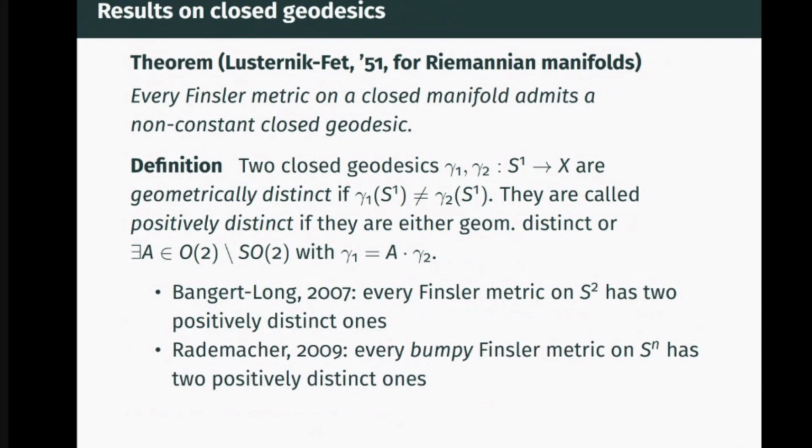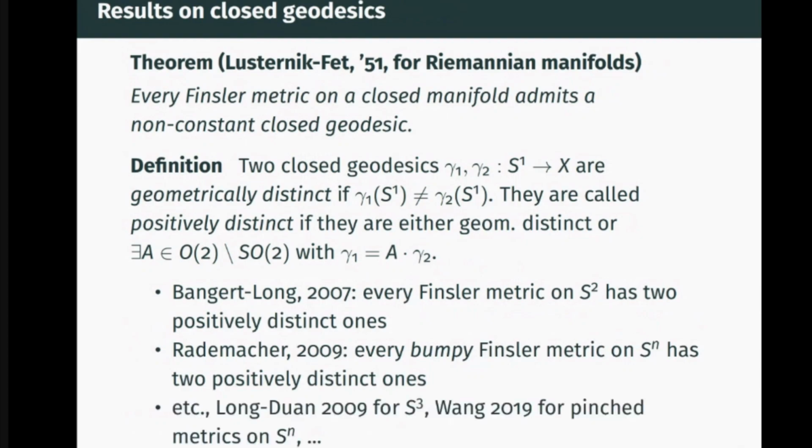Then in 2009, it was shown by Rademacher that every bumpy Finsler metric has two positively distinct ones. This is a generic condition here. Basically, it's a Morse condition for the energy functional. Then there are certain results for the three-sphere and for pinched metrics on the n-sphere by Long and his collaborators, so Long and Duan, and by Wang, and there are some other papers with the same author names.